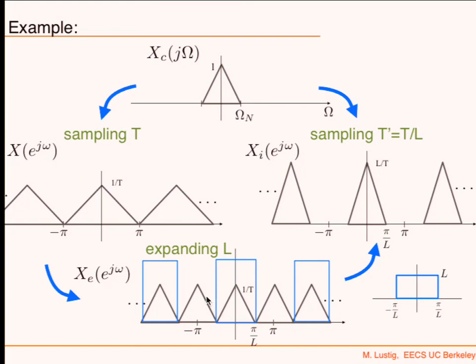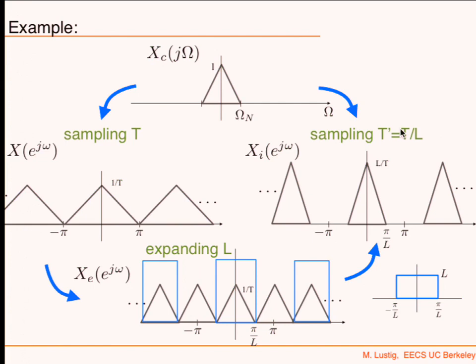Is T prime the slower sampling rate? T prime is T divided by L, and L is bigger than 1, so pi over L is smaller, and that's fine. So T prime is less than T, absolutely, because we're sampling faster, at a higher rate.